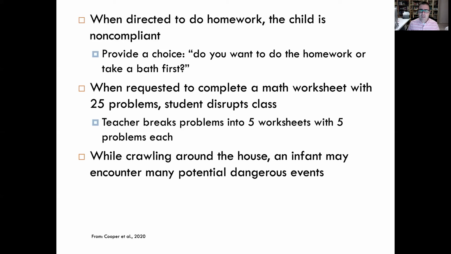Now, here's another one, and a lot of parents do that, right? They've already done it, but probably didn't interpret it as antecedent manipulation. But when kids start crawling around the house, what parents do is they child-proof the house, right? So they manipulate the environment to prevent the infant from encountering dangerous events.